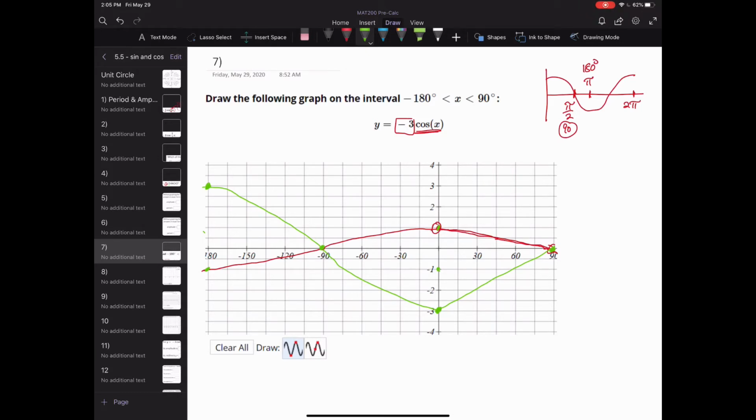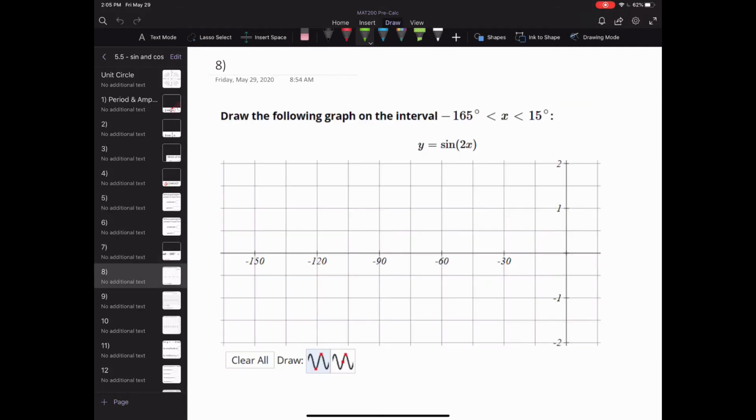I hope I didn't confuse you with that one. Alright, show the following graph on that interval. Okay, so the amplitude here, you know what? Maybe I should graph some of these on the computer. I'll just do it here anyway.